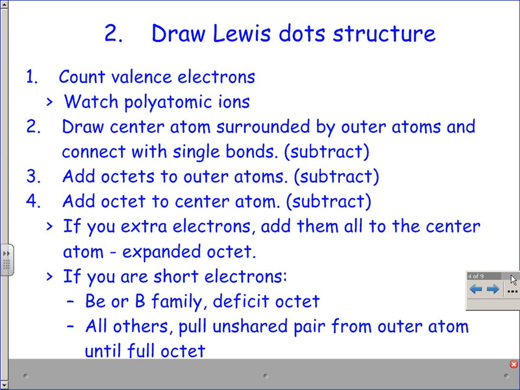Drawing Lewis structures, I can't emphasize this enough. This is the most critical concept on the entire test to be able to apply, because so many questions will begin with being able to draw an accurate Lewis dot structure. So being able to apply these rules consistently and accurately is really critical to this test.